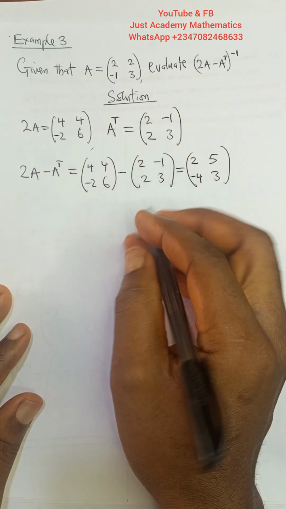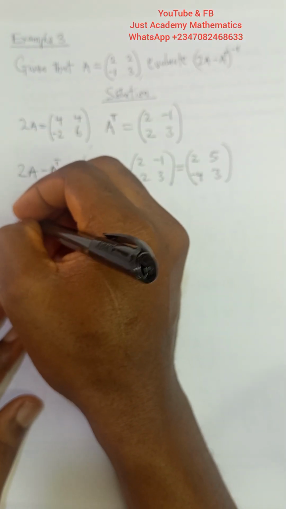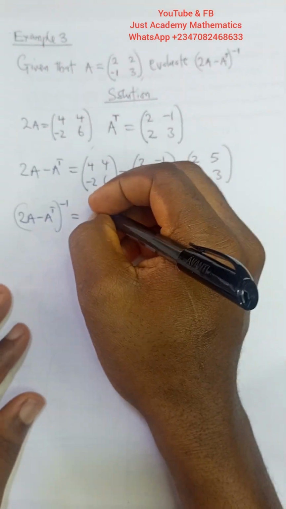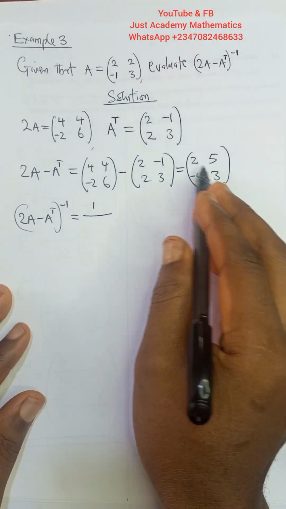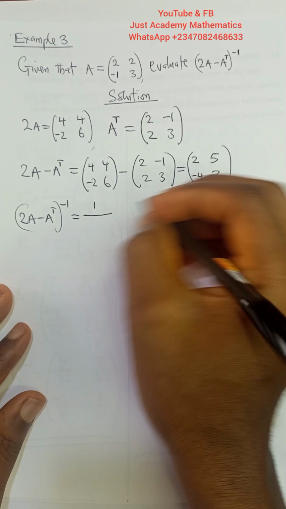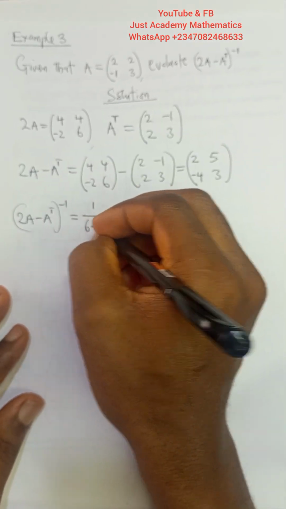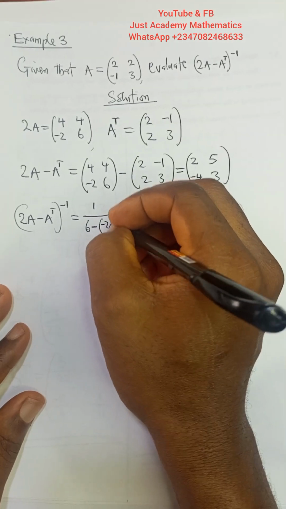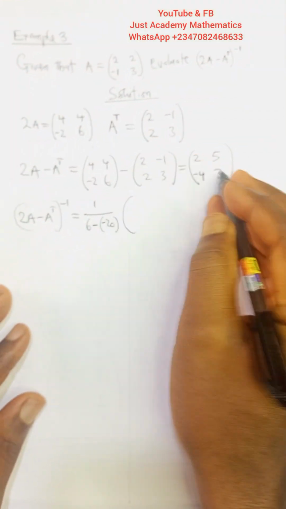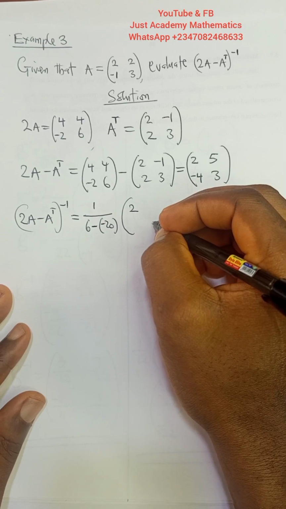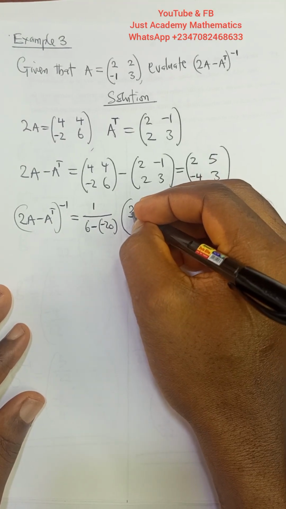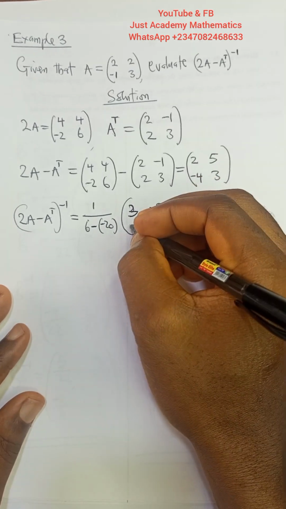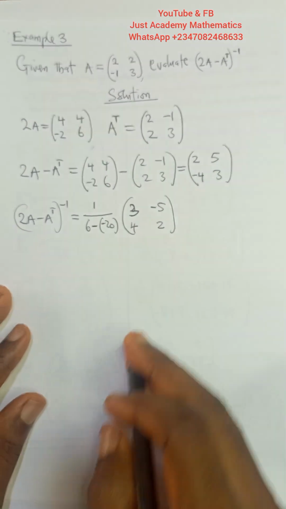go for the inverse. So the inverse of 2A minus A transpose now is equals to 1 over the determinant. What is the determinant? That is 2 times 3, 6 minus 4 times 5, which is minus 20. That is the determinant. Times, we swap this, we have 3 here. 3, 2, then we have minus 5 plus 4 when you multiply these two with minus.